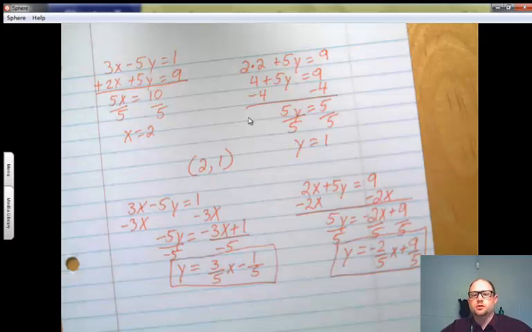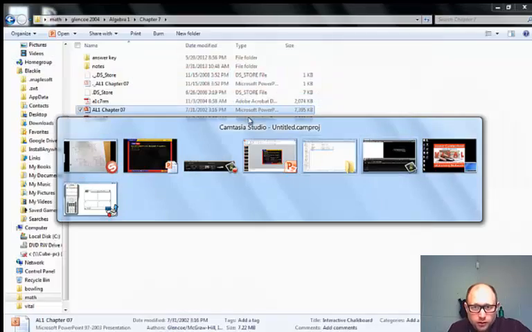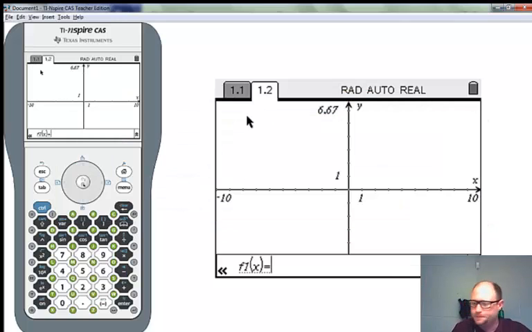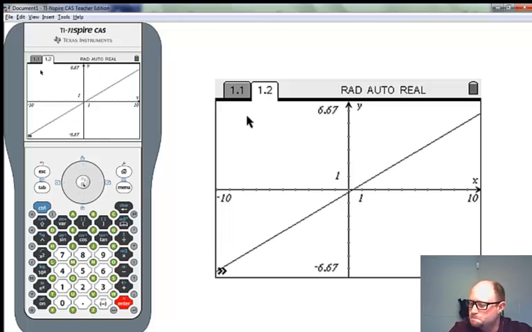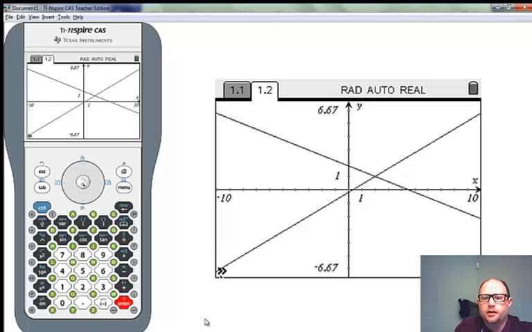Okay, so now that I've got those two equations, we're going to jump over to our graphing calculator right quick, and we're going to plug those in. So I got 3 divided by 5, x minus 1 divided by 5, or 1/5. So there's that line. And then I'm going to press my tab key, or just click right here on my little arrows. Either one of those should work. Negative 2 divided by 5, x plus 9 divided by 5. And there's my second line.